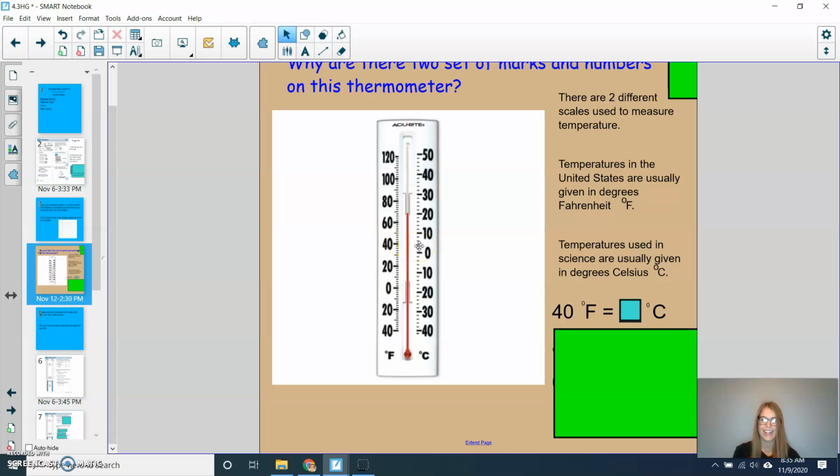So let's say I'm looking at 40 degrees Fahrenheit. About what temperature would be the same in Celsius? You can write that on your whiteboard. So about the same in Celsius would be about 4 degrees Celsius. So 40 degrees Fahrenheit would be about 4 degrees Celsius.